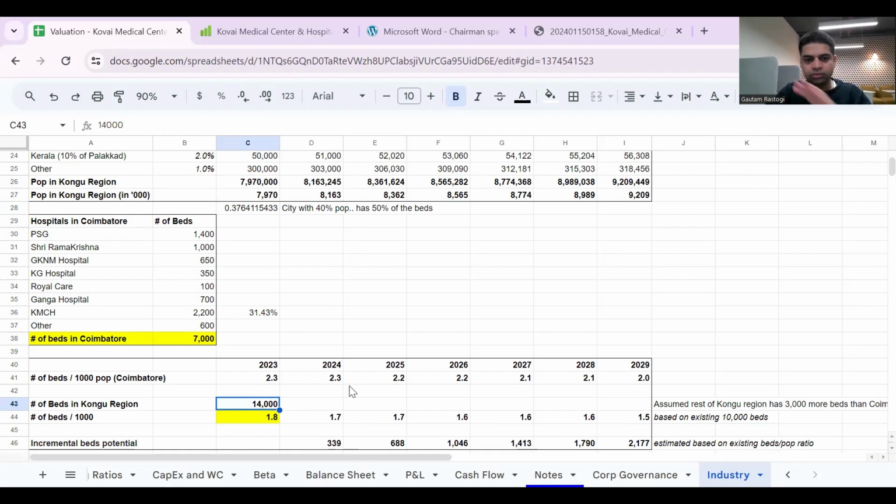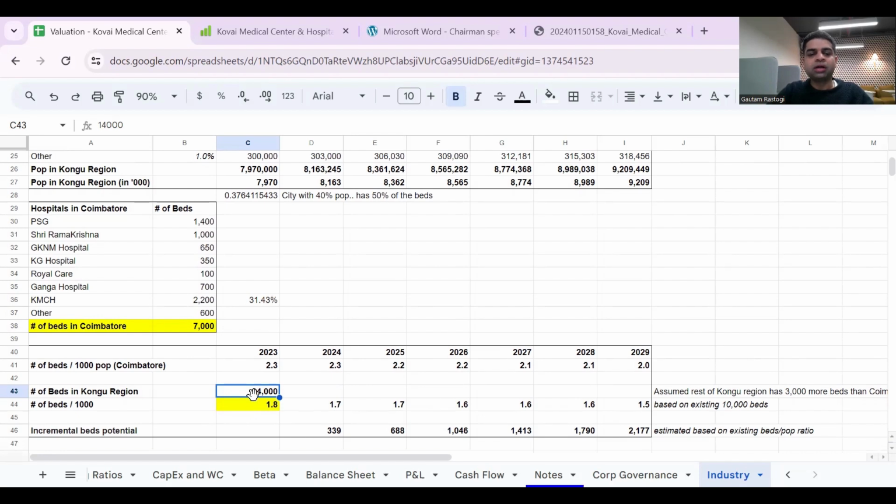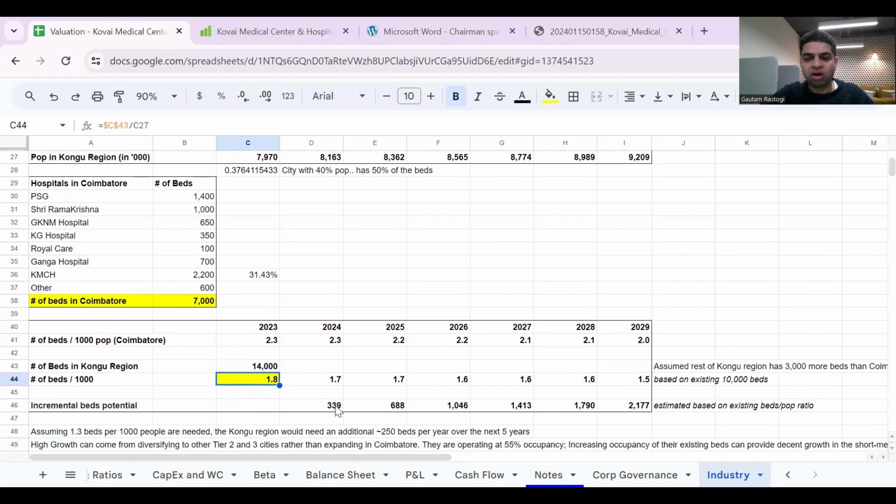And again, I may be way too off. I'm just trying to explain a logic, as to how you think about these things when you are trying to ascertain the growth potential. Please feel free to use any estimates that you want. This is just one of the thought processes. So let's say the beds in the Kongu region is like 14,000. What we are saying is right now the number of beds per thousand in the Kongu region is 1.8. So it's above the Indian blended average.